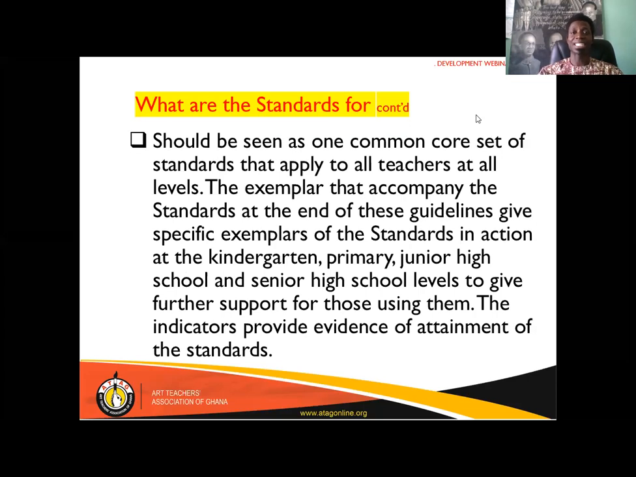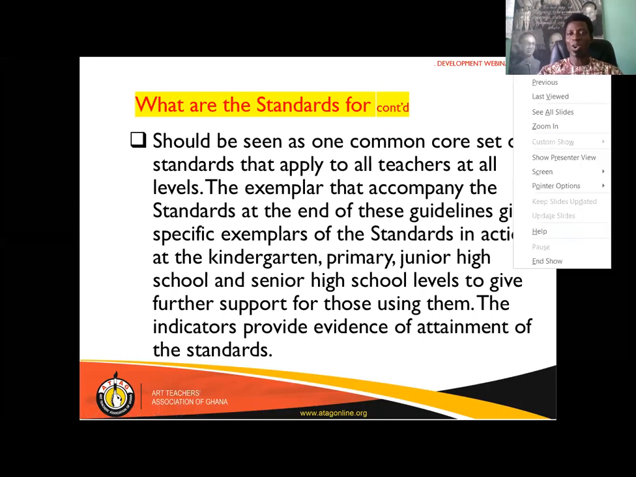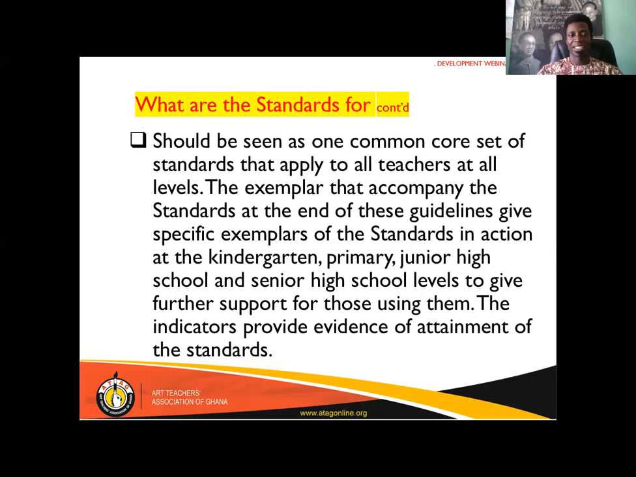Besides, the standards should be seen as one common set of standards that applies to all teachers at all levels. The exemplar that accompanied the standards at the end of these guidelines gives specific examples of the standard in action at the kindergarten, primary, junior high school, and senior high school levels to give further support for those using them. Now, the indicators provide evidence of attainment of the standard. So the standard contains examples, specific things that need to be achieved based on variables that have been set, things that need to be achieved as a professional teacher, right?